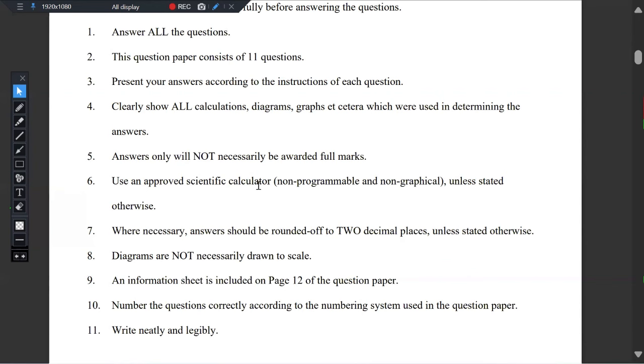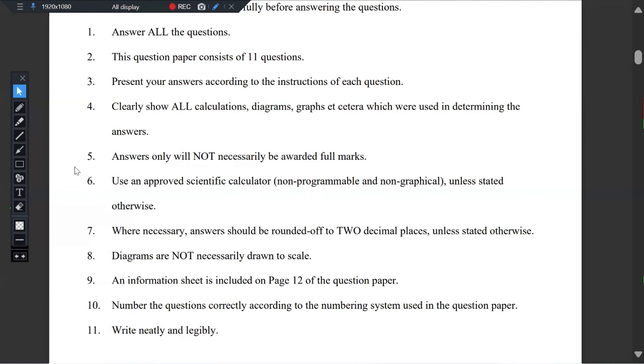Then use an approved scientific calculator, which is non-programmable and non-graphical unless stated otherwise. Where necessary, answers should be rounded off to 2 decimal places. Very important instruction here, unless stated otherwise. Diagrams are not necessarily drawn to scale. An information sheet is included on page 12 of the question paper. Number 10 says number the questions correctly according to the numbering system used in the question paper. Then 11, write neatly and legibly.